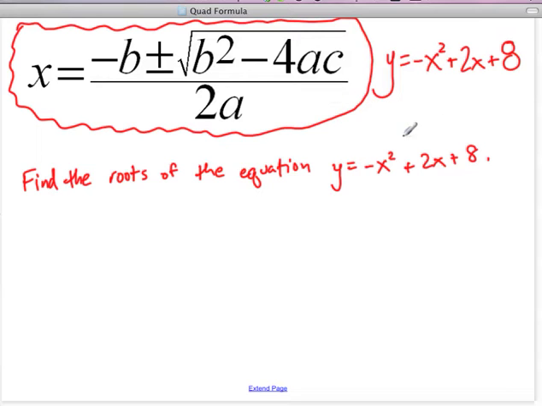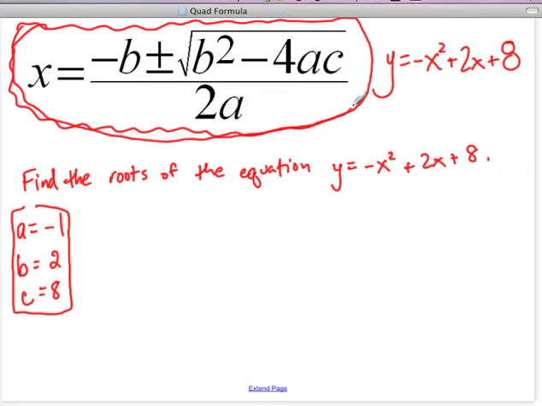So what do we need? We need to know a equals -1. We remember that. We need to know b equals 2. We remember that. And we need to know c equals 8. And so I'm just going to take these values and plug them into this crazy formula. And by doing that, Mr. Eckert is just taking a different street to the park.